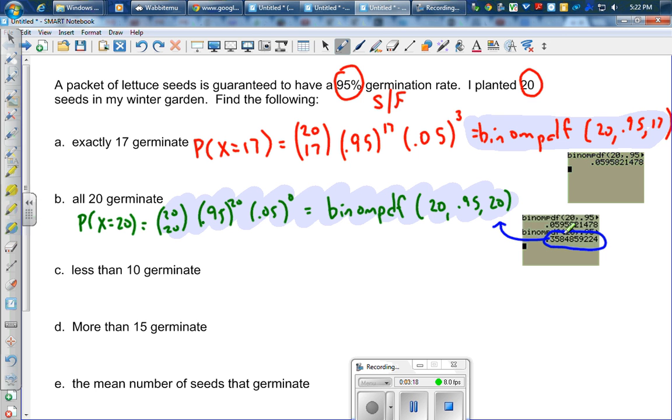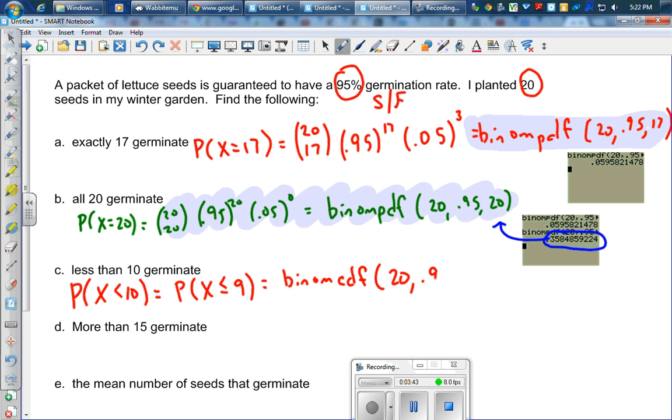Letter C says what's the probability fewer than 10 germinate? Fewer than 10. Less than 10. That's the same thing as the probability that the number of seeds that germinate is less than or equal to 9. Again, no work is needed because I've already done work. So it's the binom CDF n, p, x.